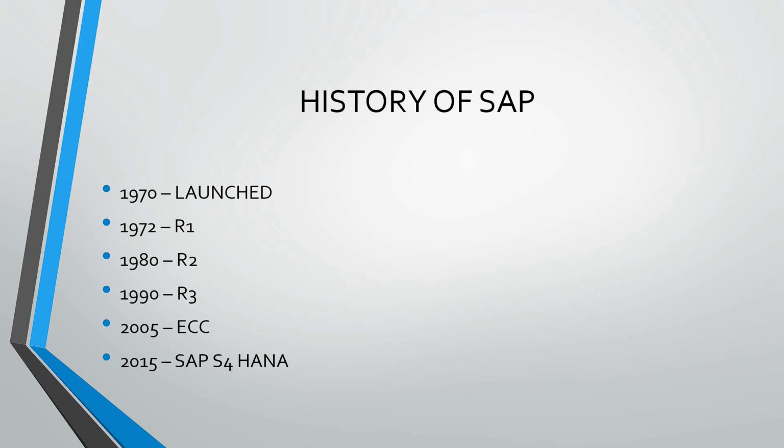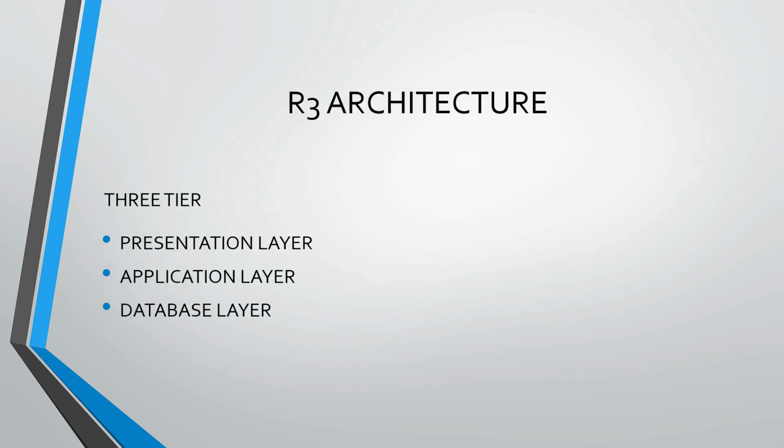After so many years, in 2015, they deployed one new product of SAP, which is SAP S4 HANA, which is very good and very fast as compared to other ERP software or SAP versions. It is very fast. In the upcoming videos, we will discuss that one also. But for your overview, this is enough.